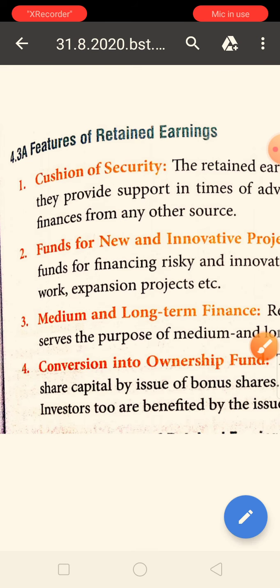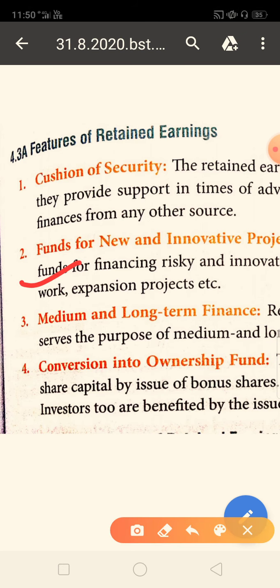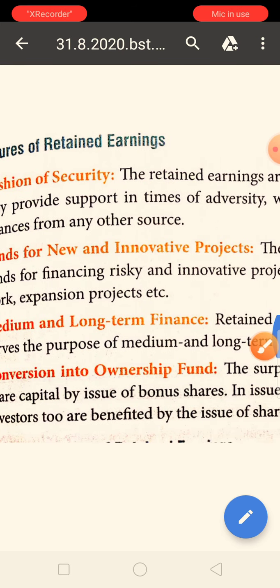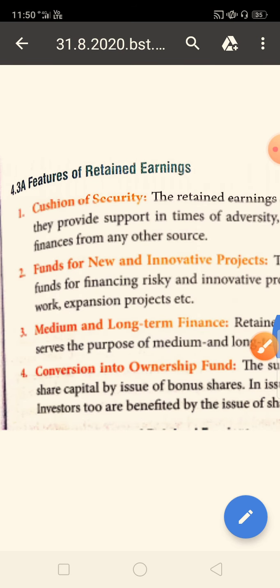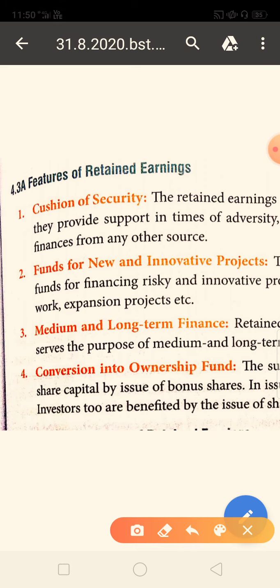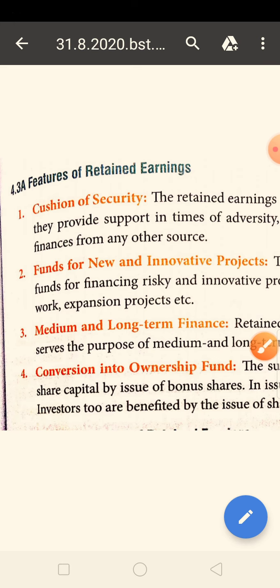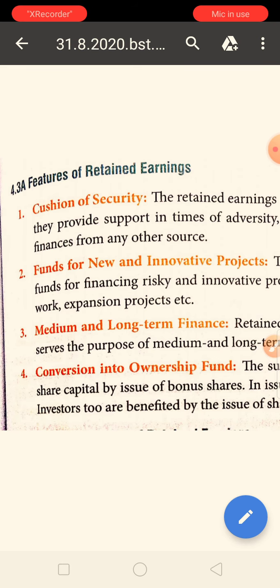The second feature is, my dear student, funds for new and innovative projects. Funds for a new and innovative project is a very risky project. They are clearly saying risky project because your business is already running, but you are thinking that this new idea, this new innovation, we should apply it.